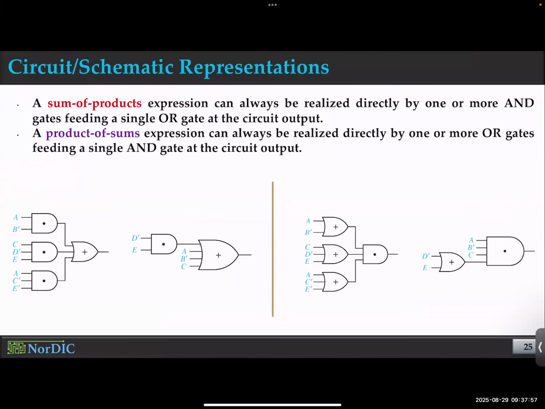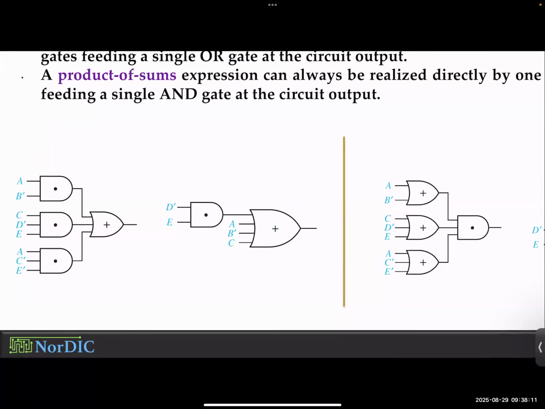Okay, anyways, big reveal. Now is the big reveal. Why do we care about sum of product and product of sum? Let's see. Can anybody help me make the function here? What is this? Let's work together on this.